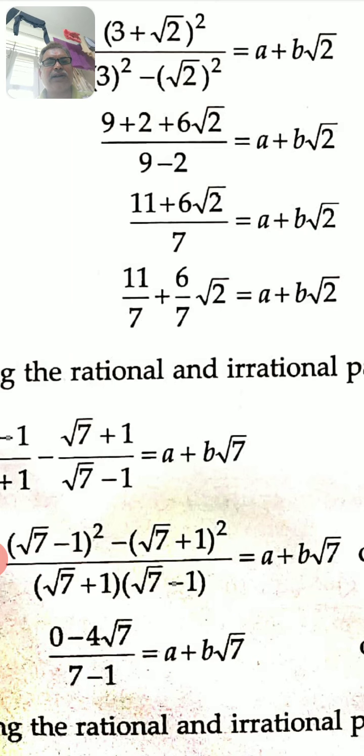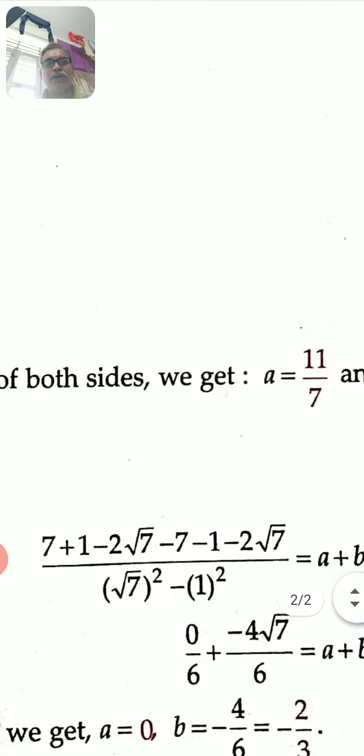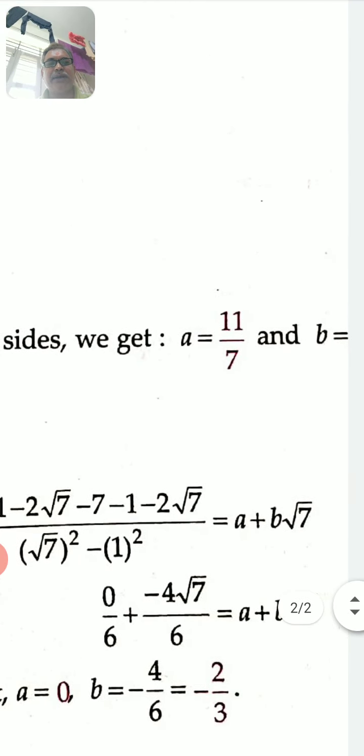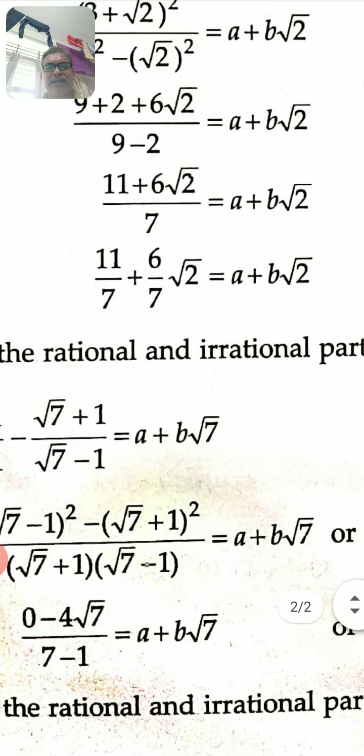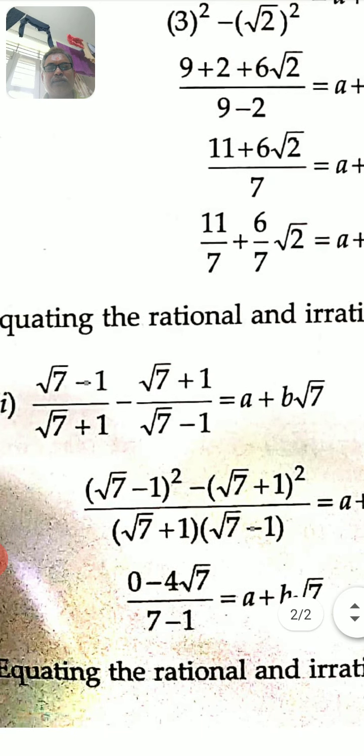A is equal to 11 by 7 and b is equal to 6 by 7 root 2 as it is. In this form you got the RHS and LHS. So LHS equal to RHS means a is equal to 11 by 7 and b is equal to 6 by 7, with root 2 as it is. So a equals 11 by 7 and b equals 6 by 7. In this way you can solve. One more.